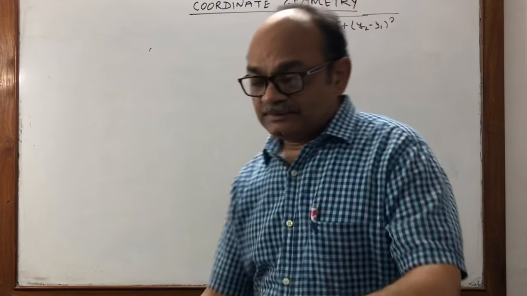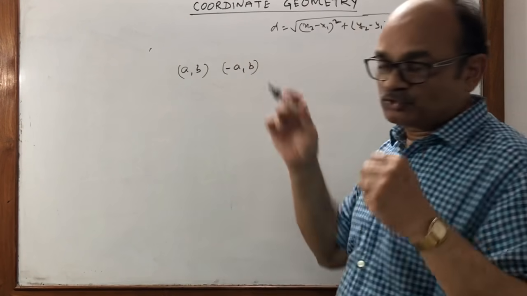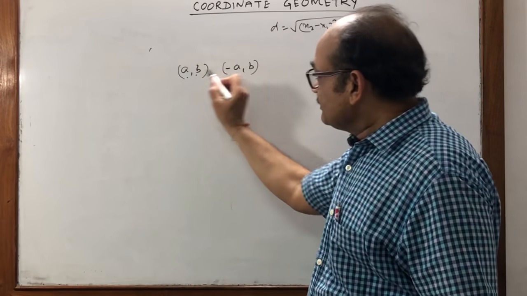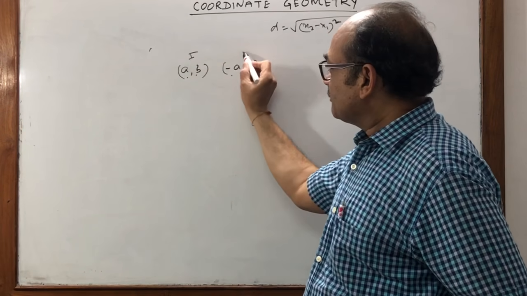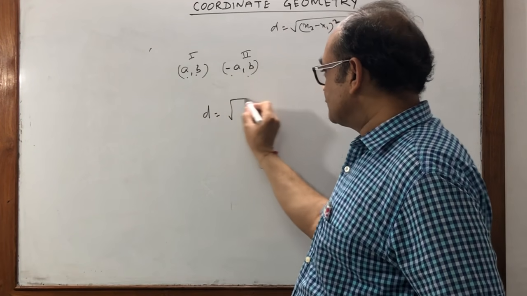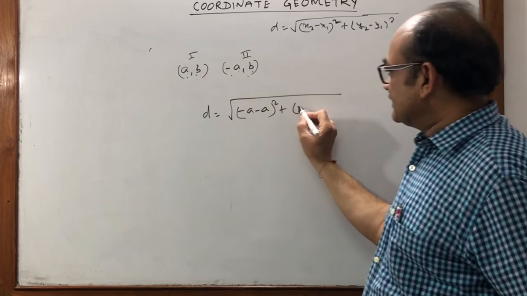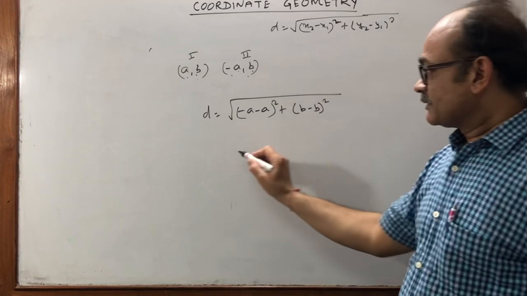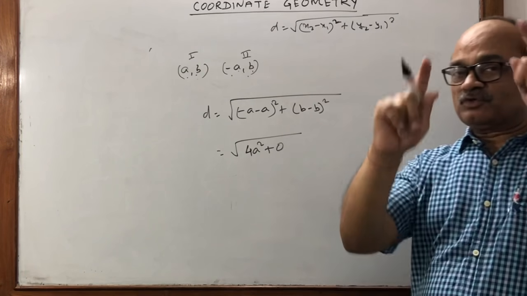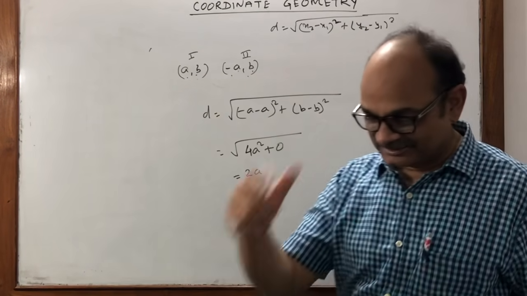One more question, the second question. Coordinates a, b and minus a, b are given. We want to calculate the distance between them. This is x1, y1, this is x2, y2. You may write 1 and 2 here, no problem, so that it is very clear what is x1, y1 and what is x2, y2. Distance equals this minus this, plus this minus this, which is nothing but minus 2a square, meaning 4a square, plus 0. And the square root of 4a square, you know very well, the answer equals 2a. Good.